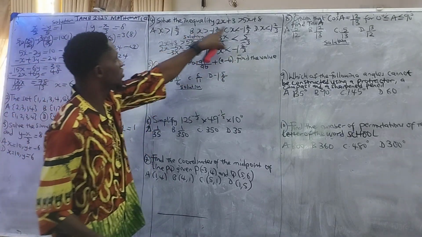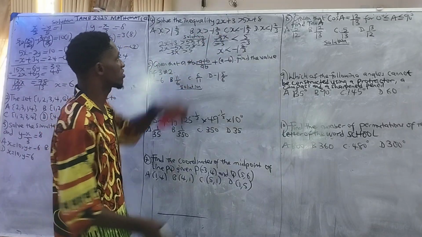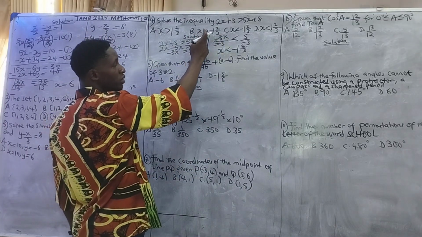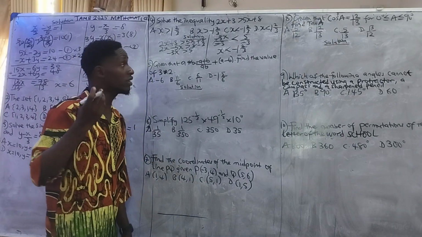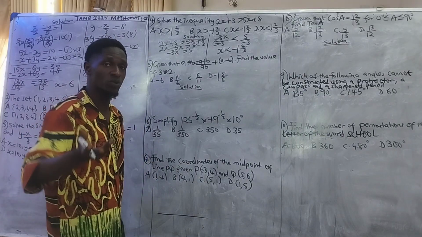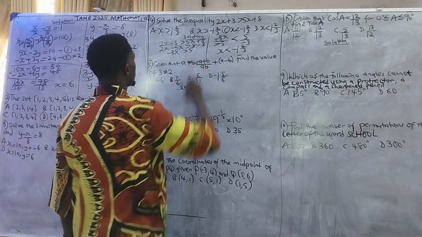You can see from here to here, if you are not careful with the sign, you may come and pick this B, but be careful. When you are dividing or multiplying by a negative in an inequality, the symbol will change. So the answer is C.